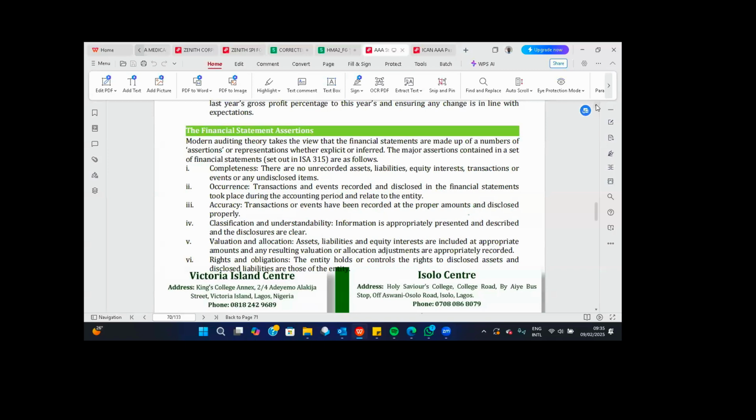Then your obligation is talking about liabilities. You want to check whether you're meeting your obligations as required. You took a loan from the bank. Are you paying as and when due? So the entity owns or controls the asset to disclose. The assets and liabilities disclosed are those of the entity. Those are the assertions. Any question, comment, observation before we proceed?